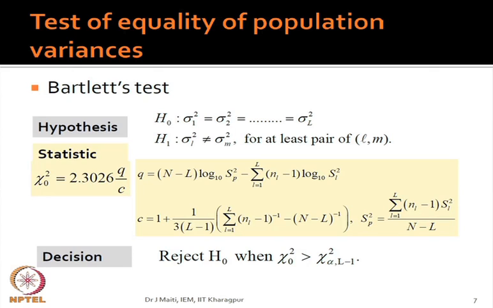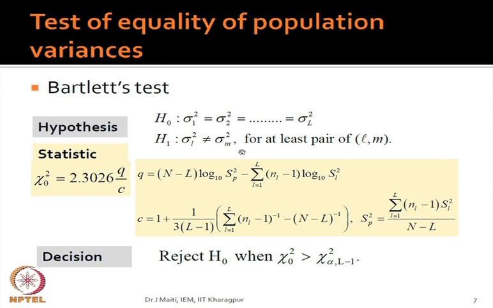So, for equality of population variances, you will use the Bartlett test. Okay. Now see the format we have written here: hypothesis, statistic and decision, which you have seen earlier also. Now, what is our hypothesis? That there are no differences in the population variances, and the alternative hypothesis is that at least one pair of variances are different.